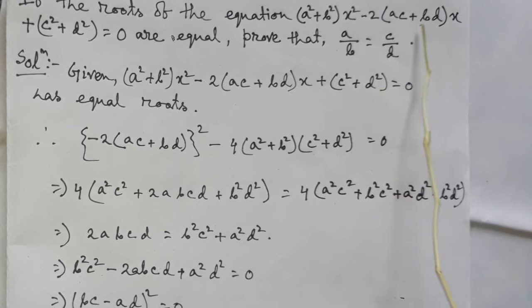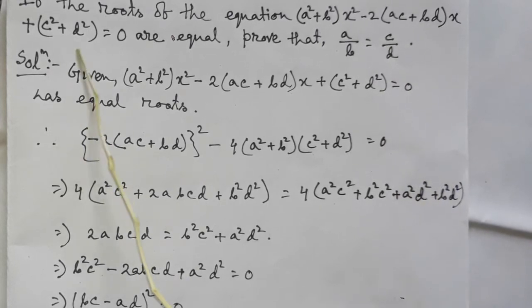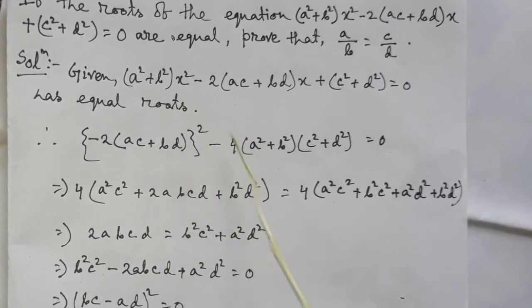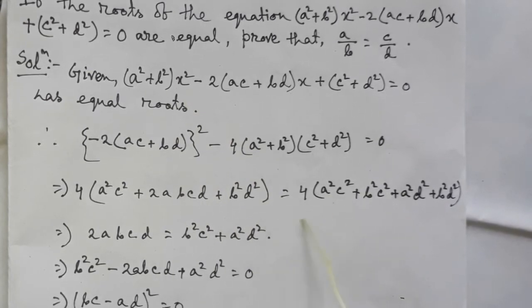If the roots of the equation a square plus b square into x square minus 2 into ac plus bd into x plus c square plus d square is equal to 0 are equal, then we have to prove that a by b is equal to c by d. The same process: as the roots are equal, b square minus 4ac, that is coefficient of x whole square minus 4 into coefficient of x square into the constant term, is equal to 0. Then by doing the calculation you will get this.